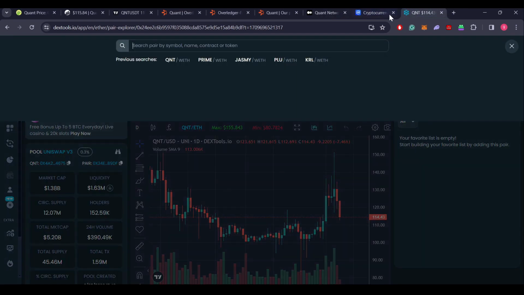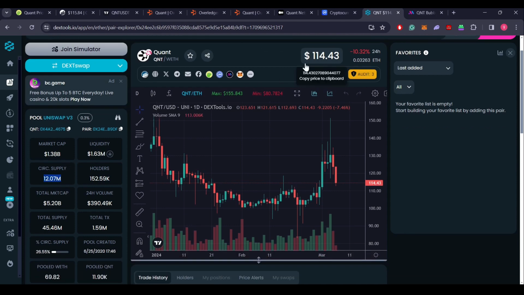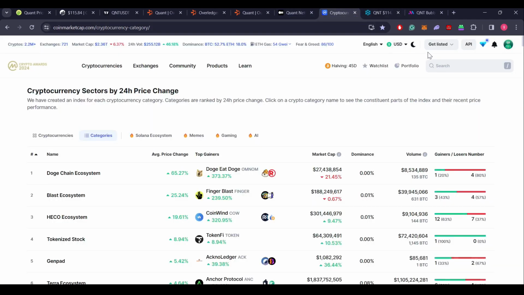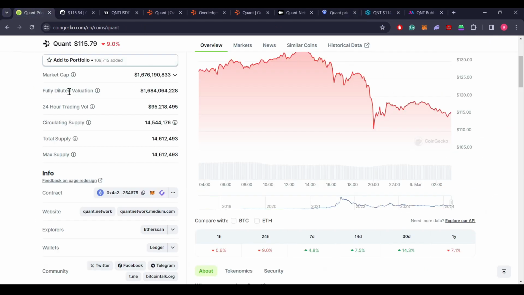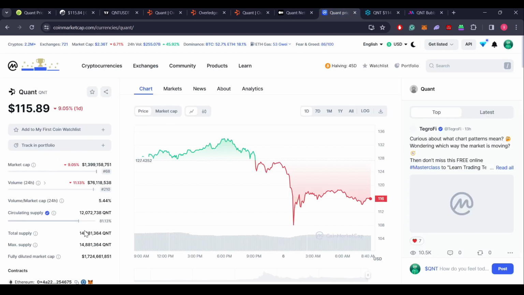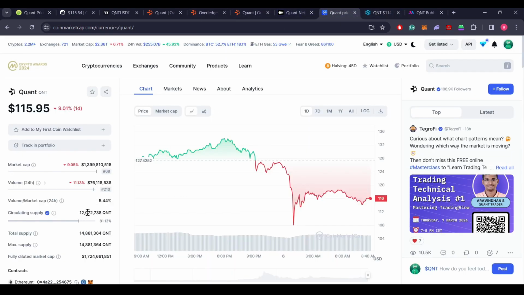So they have big partnerships going on here. In terms of the bubble diagram, this is basically to help us track what is going on. According to DexTools, it has a circulating supply of 12 million. But if we look at CoinMarketCap, it has a circulating supply of 4.5. From my experience, CoinGecko tends to be more accurate than CoinMarketCap, so I actually use this one a lot. CoinGecko shows around 12 million in circulation.